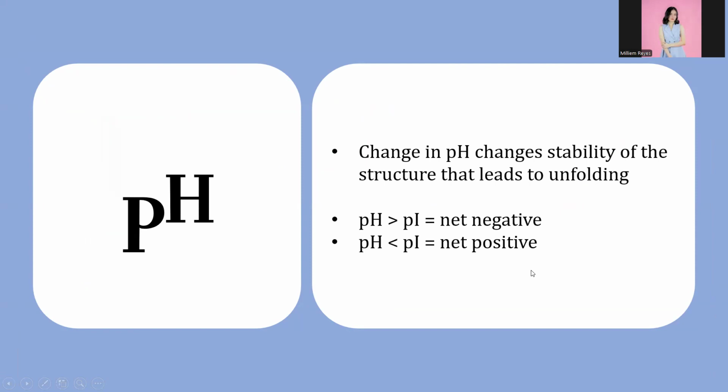And because of those changes in the charges of your amino acids in the protein, madi-disrupt yung structure niya. Kasi, if you remember, the structure of your protein, the 3D structure especially, is very dependent as well on the charges, on the repelling of the like charges and the attraction of the opposite charges ng different amino acids nyo in the protein. So, syempre, pag change yung charge ng individual amino acids, syempre, change din yung 3D structure ng protein nyo.